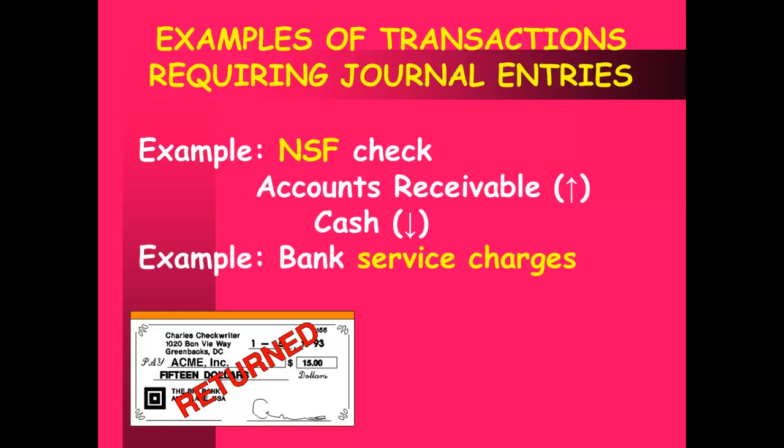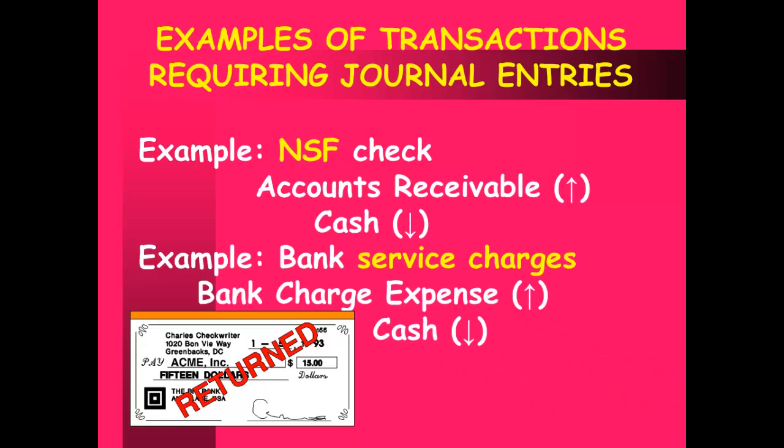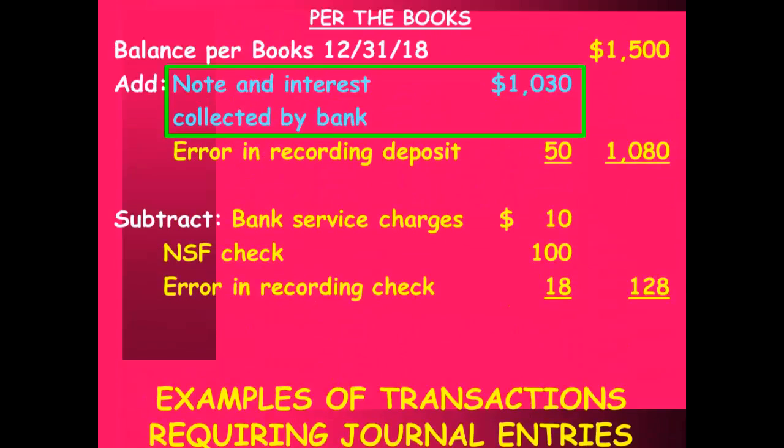How about bank service charges? Well, again, we have to credit cash to take that money out of my account. My debit goes to an expense account. Bank charge expense, bank fee expense, something of that nature. It's just a regular old expense, though. So if the item was added to the book balance, we need to debit cash. If it was subtracted from the book balance, we need to credit cash.